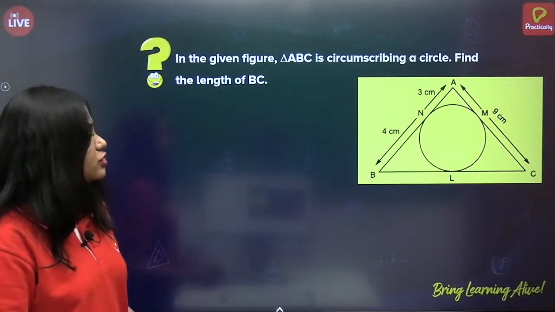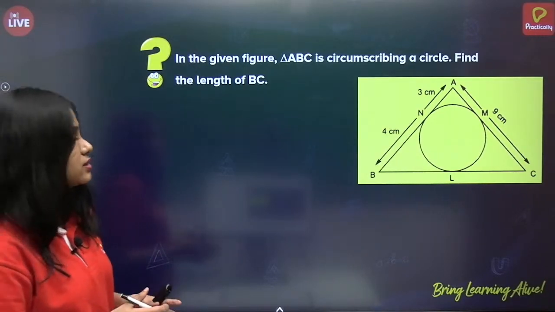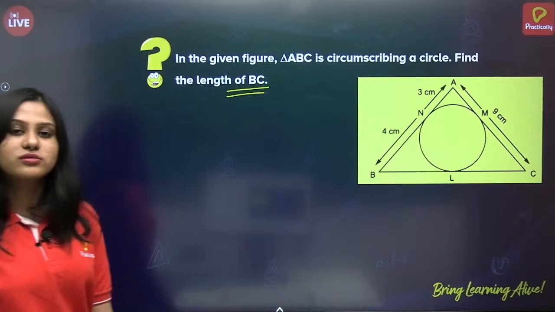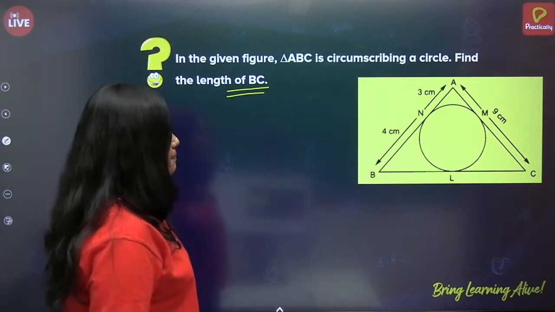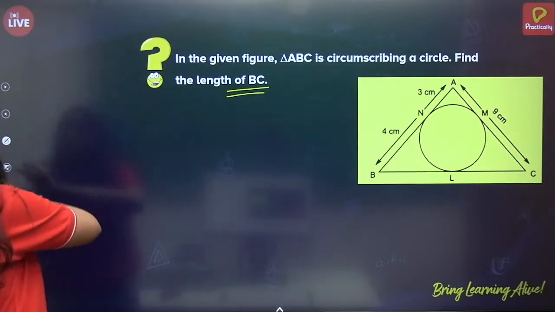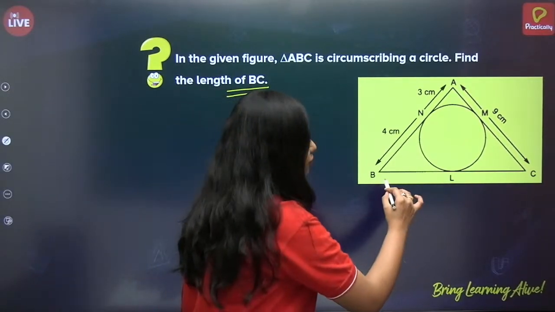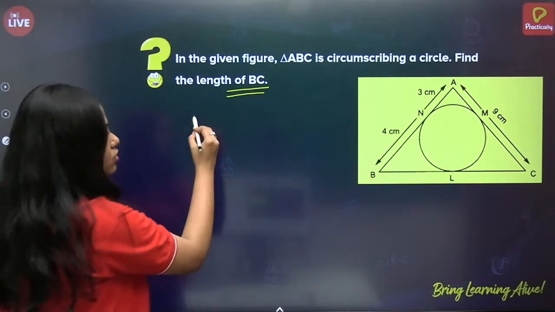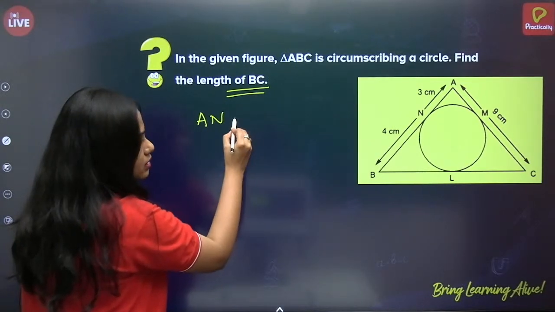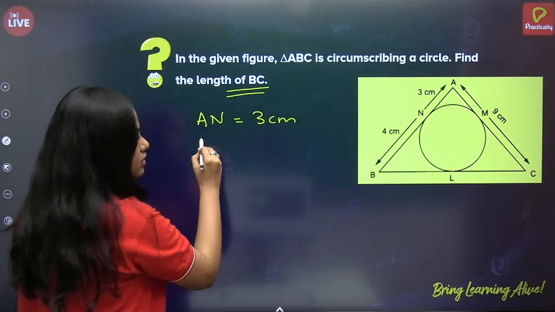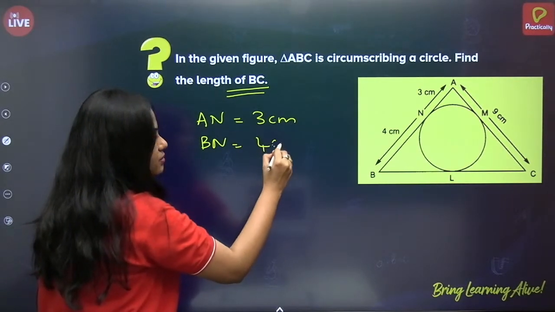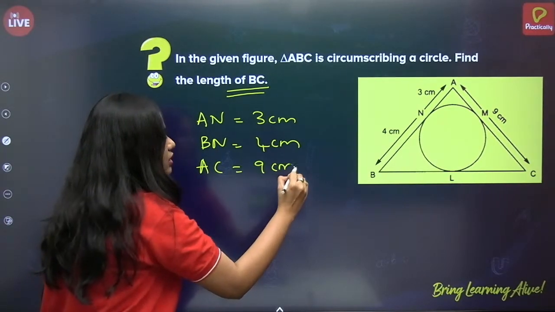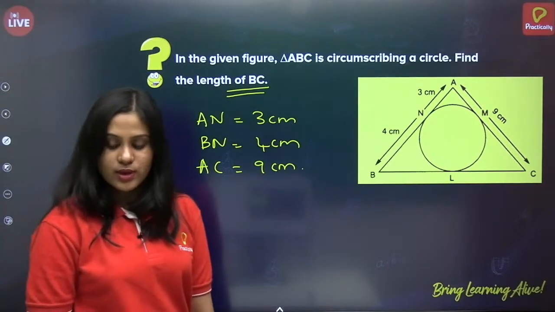In the given figure, triangle ABC is circumscribing a circle. Find the length of BC. Come on, this is easy. How? Just apply the theorem. Okay. Alright. So, let me just use another color. Correct. So, we have to find the complete length of BC. What do we know? AN is equals to 3 centimeters. BN is equals to 4 centimeters. And AC is equals to 9 centimeters. Correct?